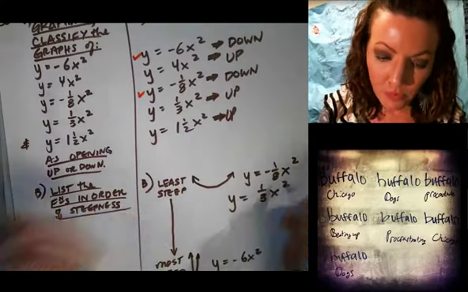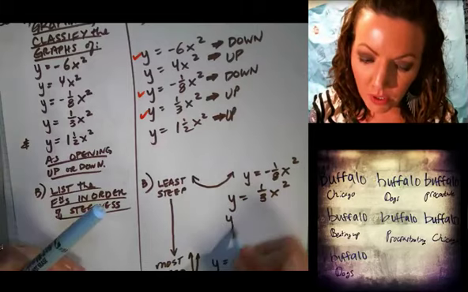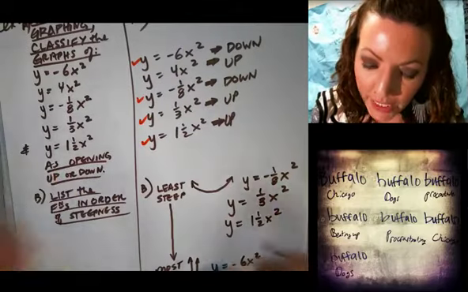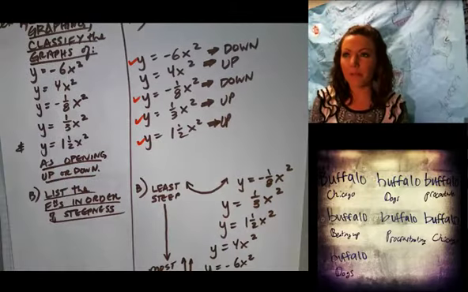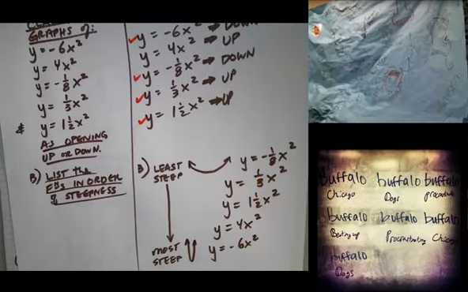Okay, and then Haley, which one comes after that? 1 1/2. Good, 1 1/2. Everybody give it up for Haley. And then again, we have y equals 4x squared after that. So does everybody see the pattern there? Yes. All right, let me pause it so you all can copy it down.